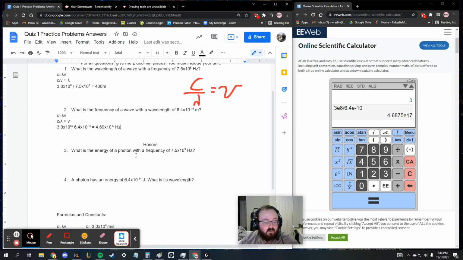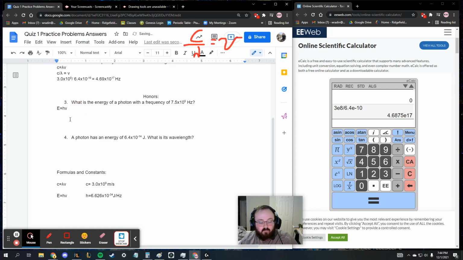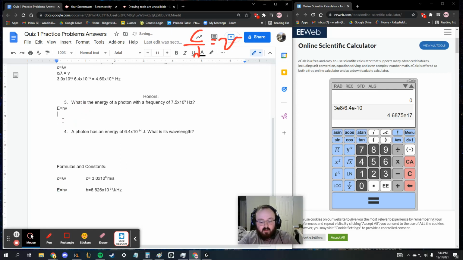So that is all for these scholars. I'm going to move on to the energy questions for honors. All right, so the energy of a photon with a frequency of 7.5 times 10 to the 5th hertz. We have our formula here, and this is probably as straightforward as you'll get. Energy equals our Planck's constant, 6.626 times 10 to the negative 34th, multiplied by 7.5 times 10 to the 5th.